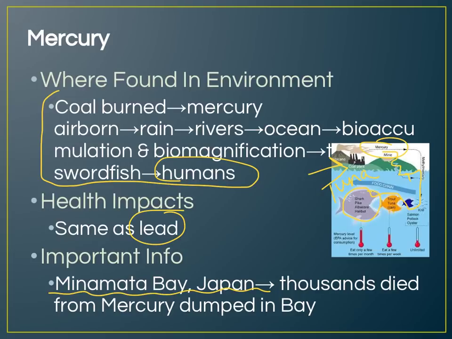Mercury, you can also think of the Mad Hatter in Alice in Wonderland. They used to use mercury when they made hats. So people that were hat makers way back in the 1800s, 1700s, they often went crazy because of the neurotoxins that are found in mercury.